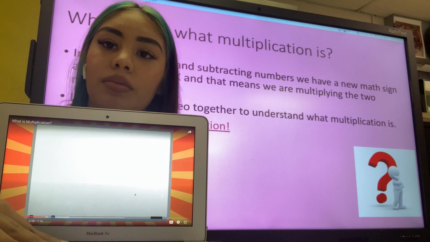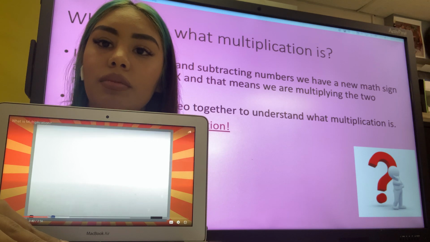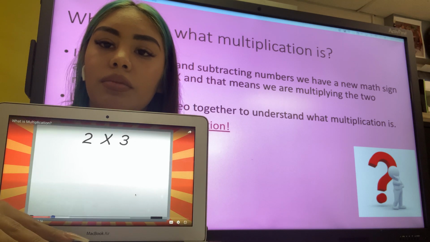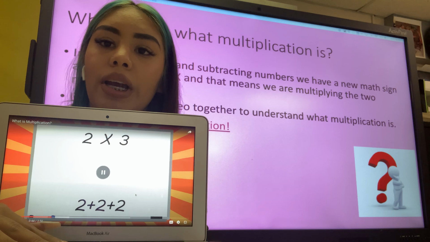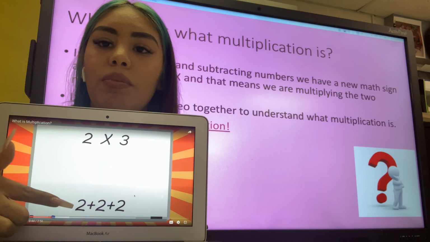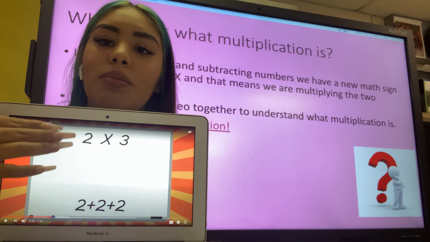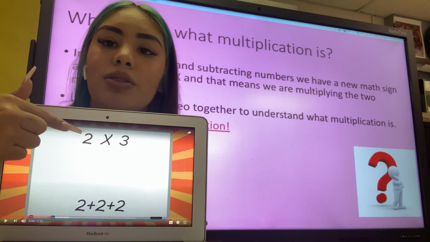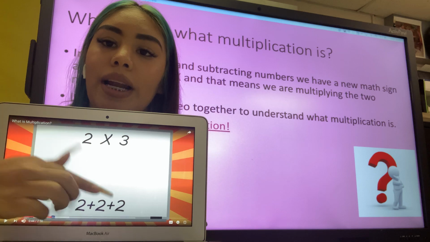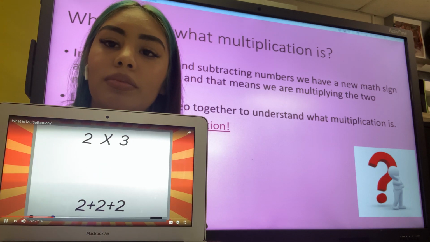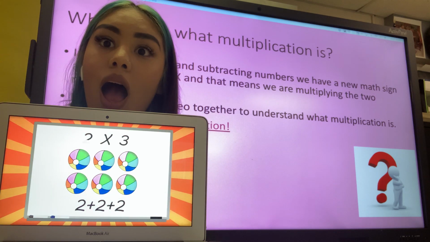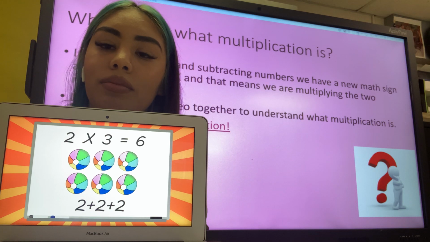Let's look at some more examples. We can visually show 2 times 3 like this, or like this. And which one's shorter, the top or the bottom? That's right, the top is shorter and we want the shortest problem. So instead of doing this, we're going to do this. But this is how you would work it out. Or like this. 2 times 3 equals 6.